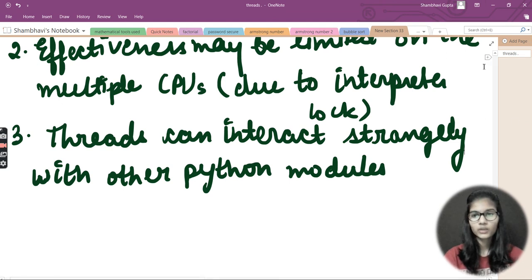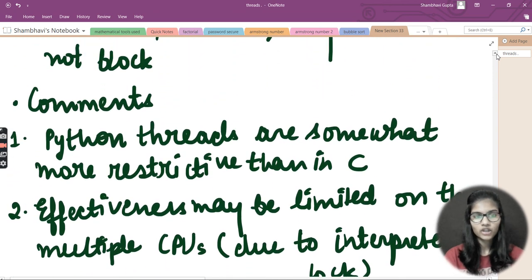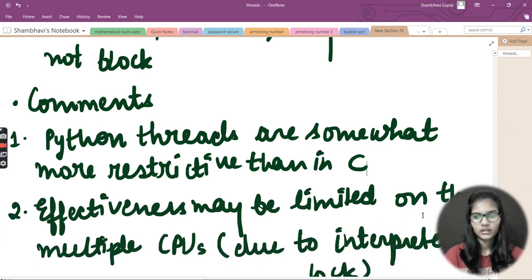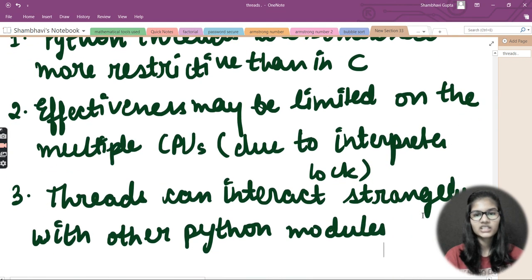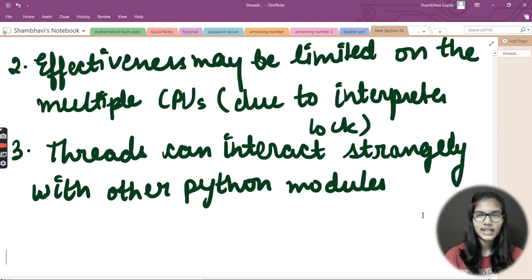Let me quickly give you an overview of the comments that we have just seen. In comments, Python threads are somewhat more restrictive than in C. Effectiveness may be limited on multiple CPUs, and that is due to the interpreter lock. And after that, threads can interact strangely with other Python modules.